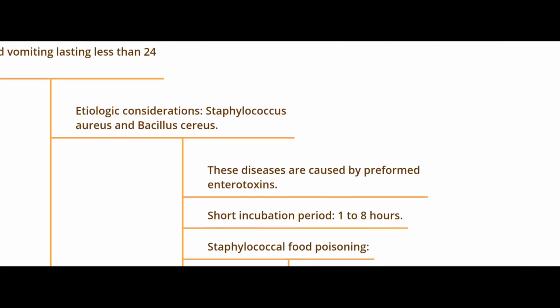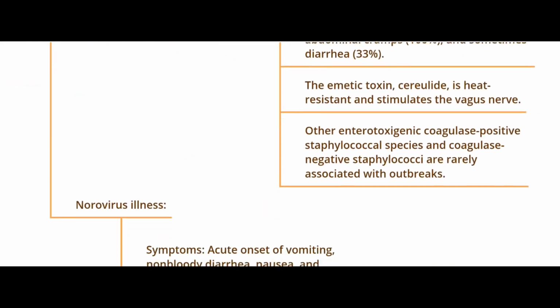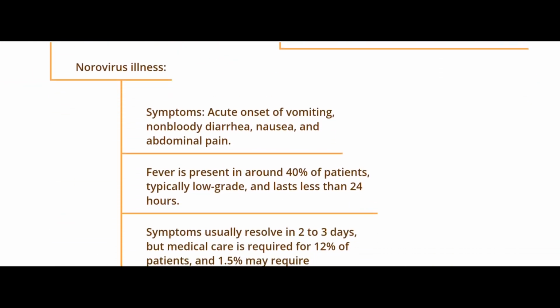Another cause of vomiting with less than 24 hours is norovirus illness. The symptoms are acute onset of vomiting and non-bloody diarrhea, nausea, and abdominal pain. Fever is present in around 40% of the patients because of viruses provoking heightened cytokine production. And it lasts less than 24 hours and the fever is low grade.